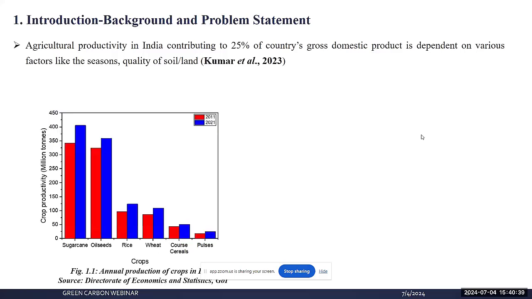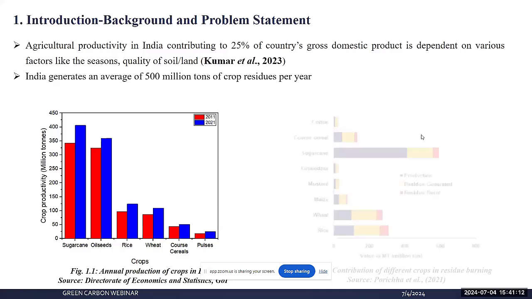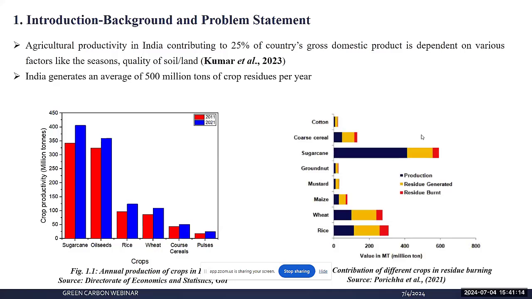If we see this image, it shows the comparative production of crops in million tons over the decade, and crops like sugarcane and oil seeds are increasing with the years to satisfy the growth demands of the human population and day-to-day activities. As we see the growing production of crops, we also have to give consideration to the management of crop residues. On an average, India generates around 500 million tons of crop residues per year, and this is the data showing the distribution of crop production, the residues generated and the residues being burned.